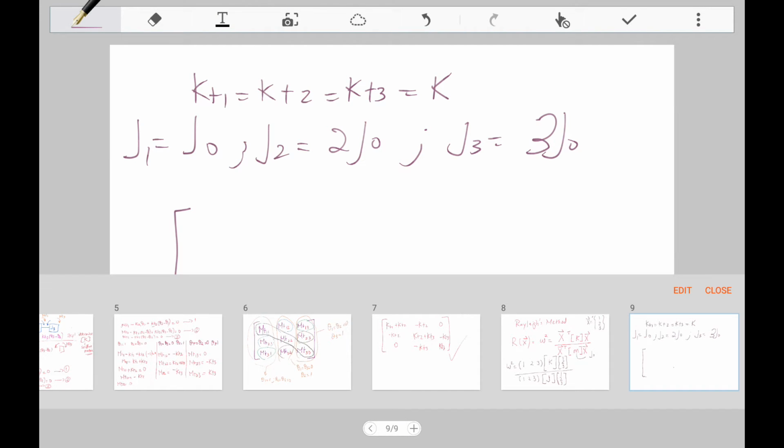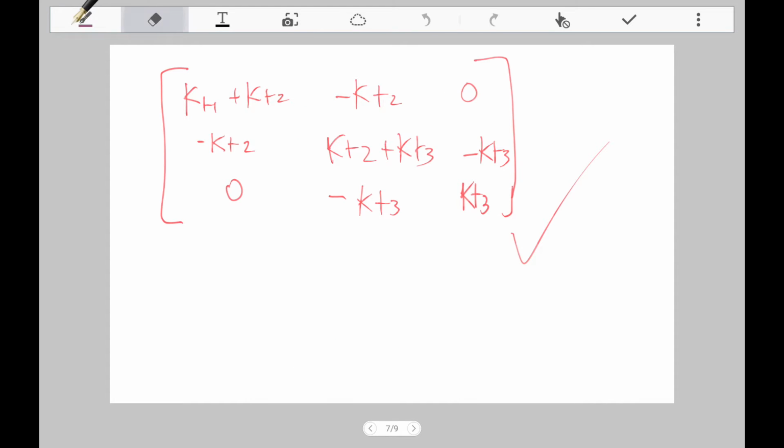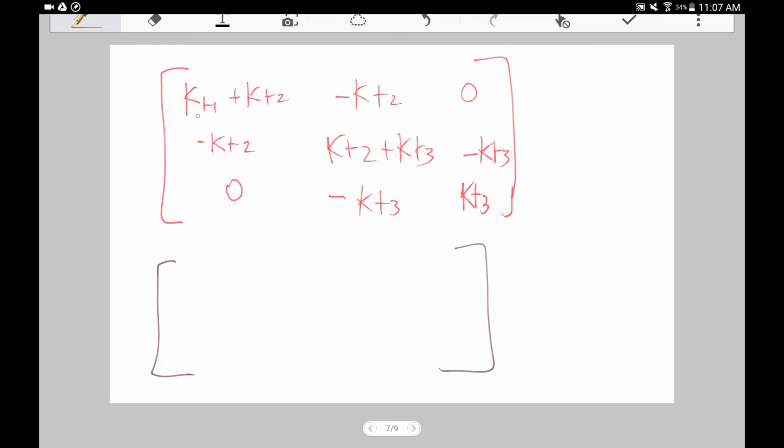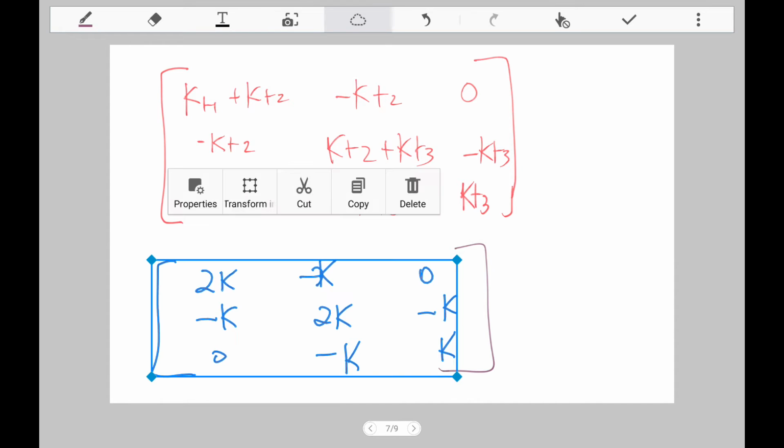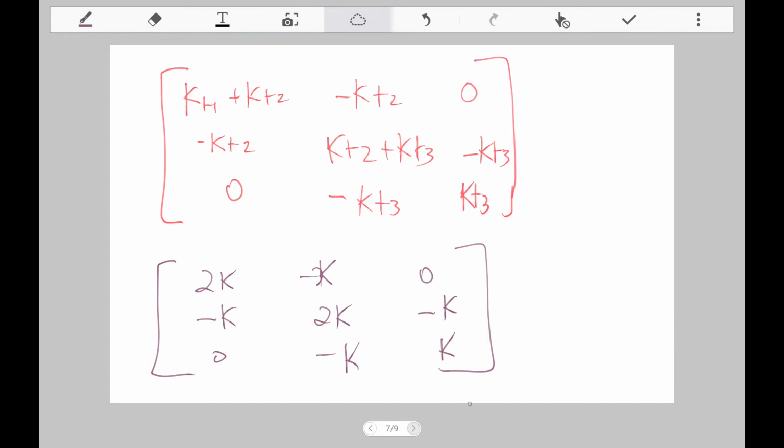If we do that, I'm going to go back to this matrix here and let's reduce it. Essentially here, this is going to be 2K, then negative K, then 0, then negative K, 2K, negative K, then 0, negative K. I hope you're following along with what I'm doing right here. So I'm going to take that matrix, copy, and bring it over.